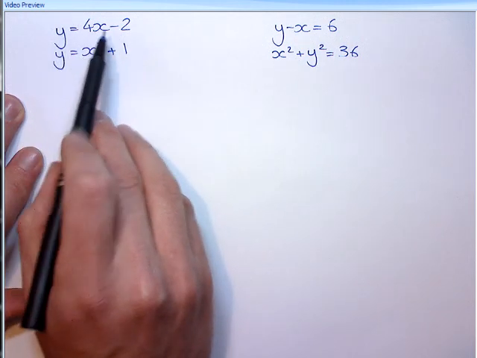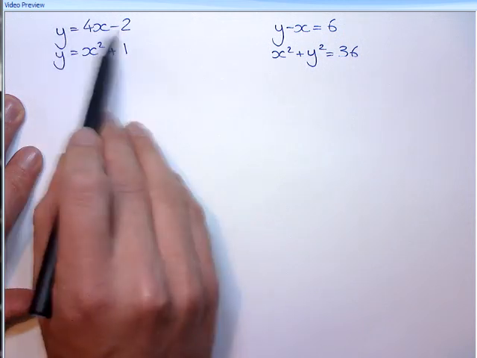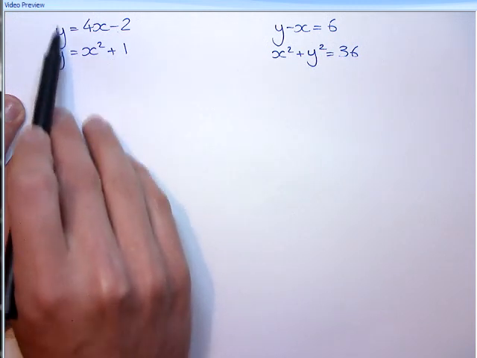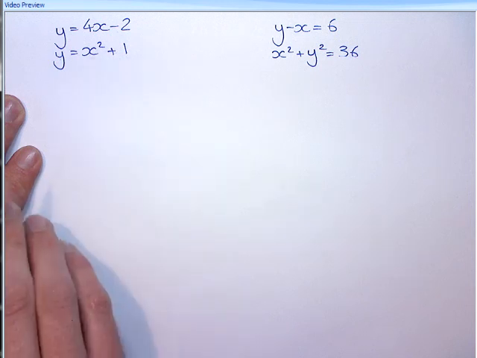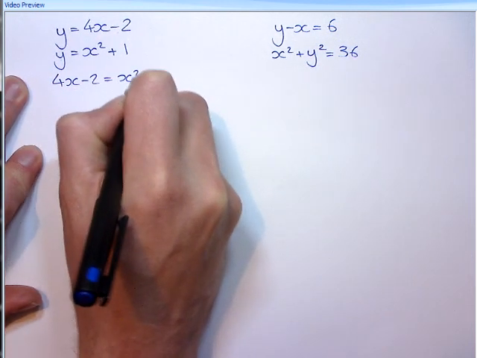So you can see here that this is equal to y, and so is this. Or y is equal to that, and y is equal to that. So therefore, because they're the same letter, it means these are the same, which means these must equal each other. So 4x minus 2 is equal to x squared plus 1.